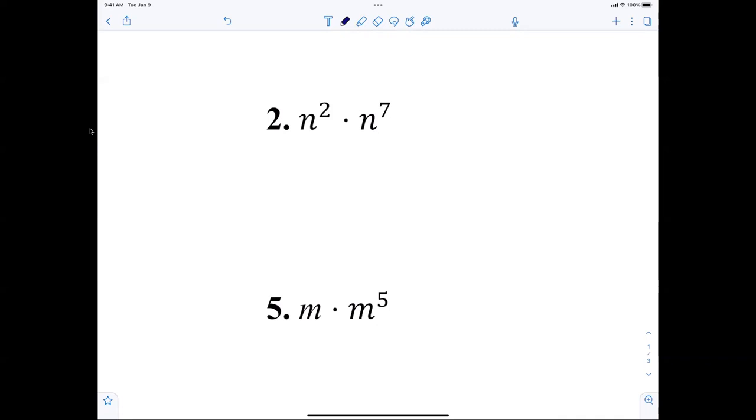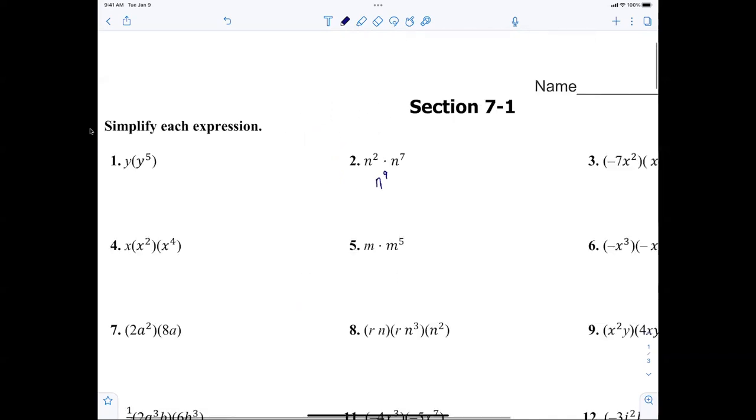And London will tell you the answer is what? N to the 9th. Easy as that. And then you stop me when you don't know. N to the 9th. Anybody have any questions? That's how easy the lesson is. All right, number 4.